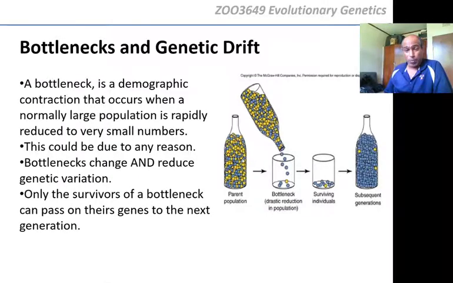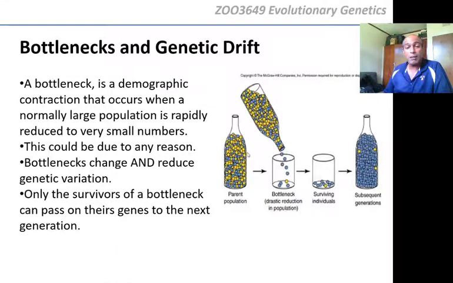So in this population, you see there's blue and yellow together, okay? There's maybe 50% blue, 50% yellow. But after this bottleneck, that number is not 50-50 anymore, right? It's maybe 90% blue and 10% yellow. So what's going to happen in the next population? That population is going to have the same allele frequency as the bottleneck population.